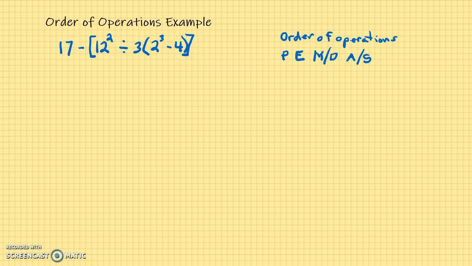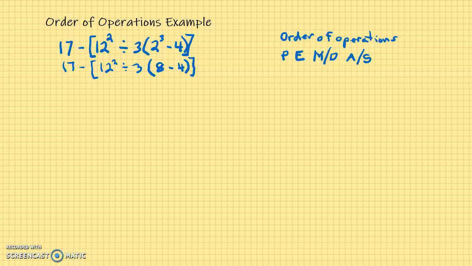So that's the first thing. The first thing I'm going to do is simplify 2 to the third. I'm going to rewrite the whole expression because we want to stay organized and not make any mistakes. 17 minus, and bear with my handwriting, I'm still getting used to using this, 12 squared divided by 3 parentheses. Now 2 to the third is 8. So I'll put 8 there and I'll explain that in just a minute. Take away 4. So that's the first step. I simplified the exponents.